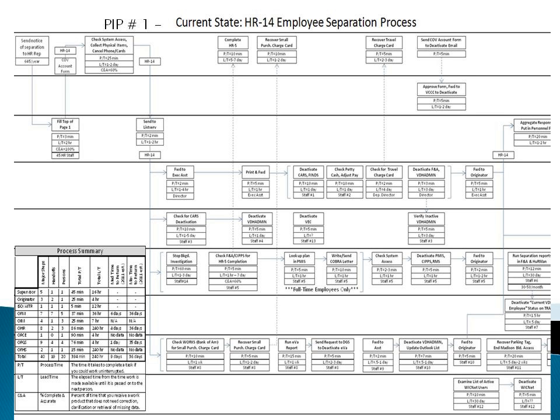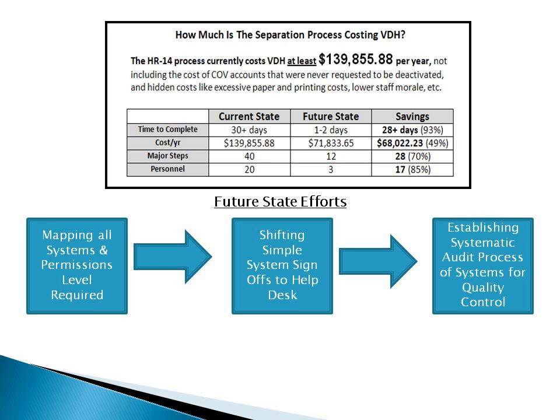And it's costing the agency about $139,000 in time and effort. So this is a process we focused in on. We wanted to see if we could really make it better, and it wasn't really hard to improve upon it.